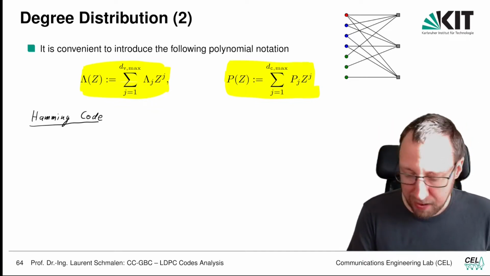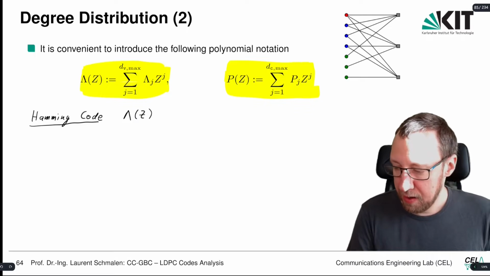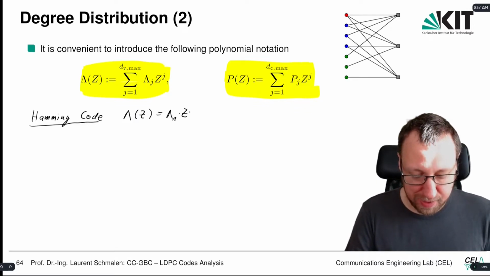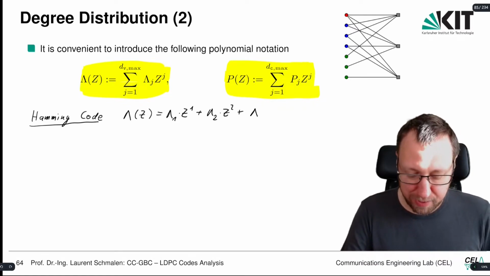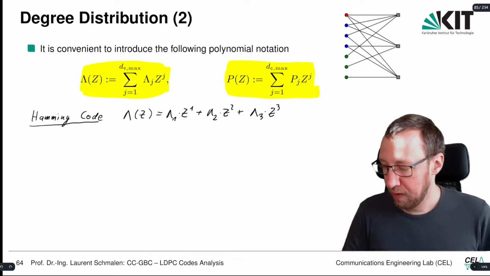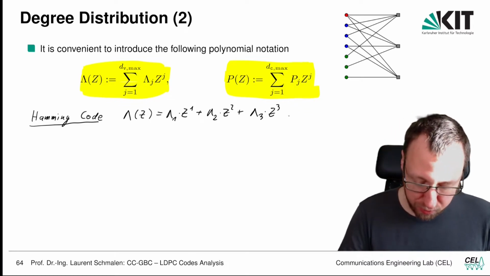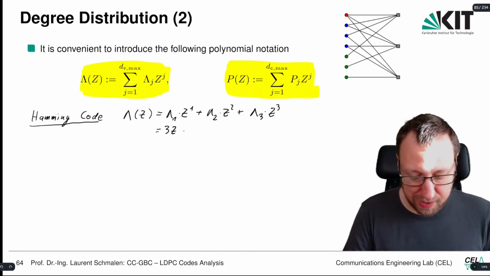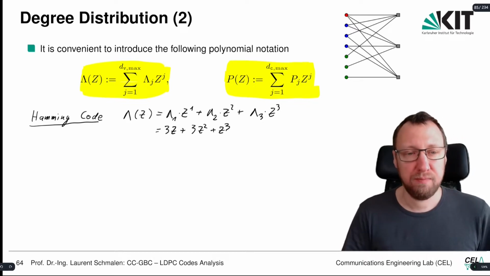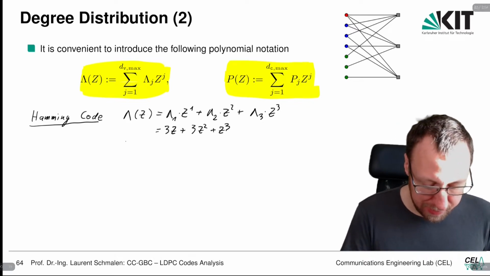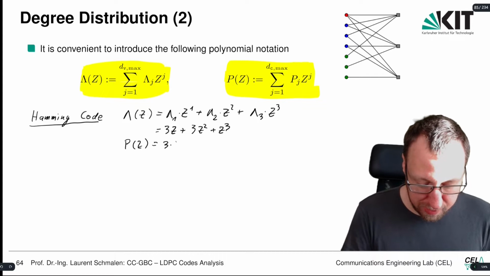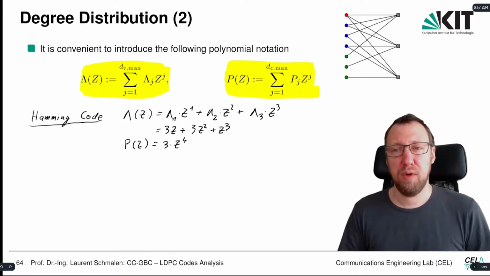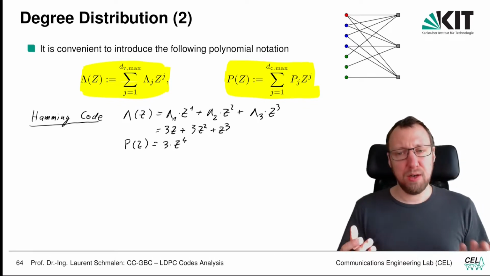We have the polynomial lambda of z is equal to lambda 1 times z to the power 1 plus lambda 2 times z squared plus capital lambda 3 times z cubed. And this is equal to 3 times z plus 3 times z squared plus z cubed. Similarly, we can say that P of Z is equal to 3 times Z to the power 4, because we have 3 check nodes of degree 4.